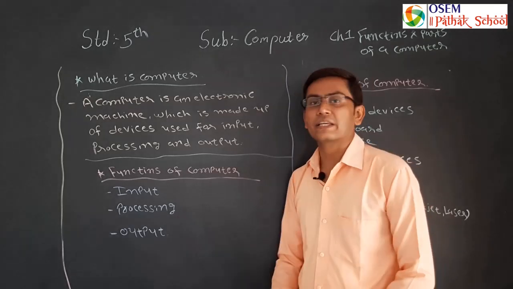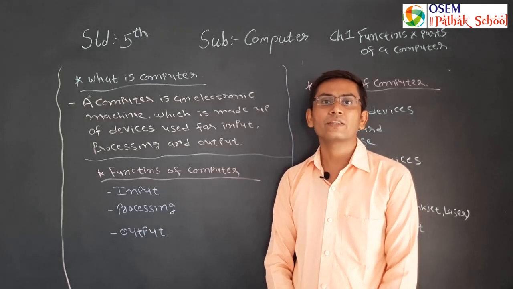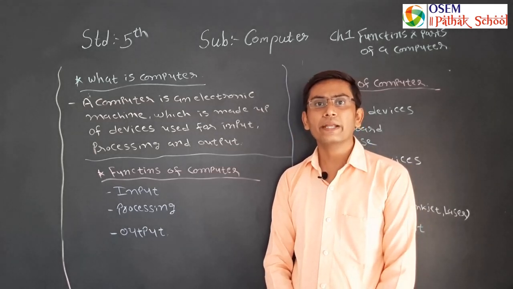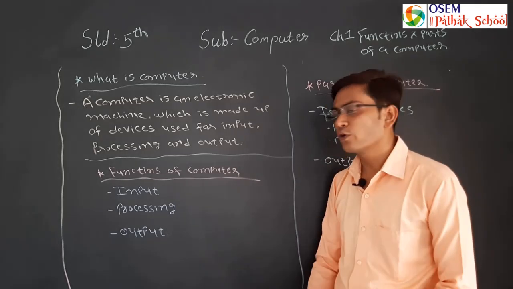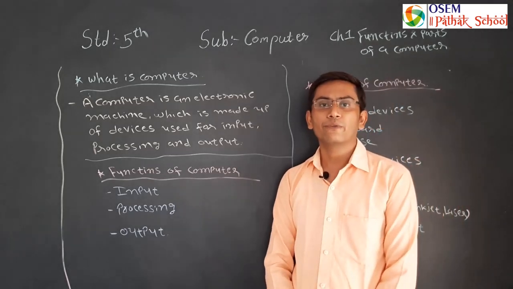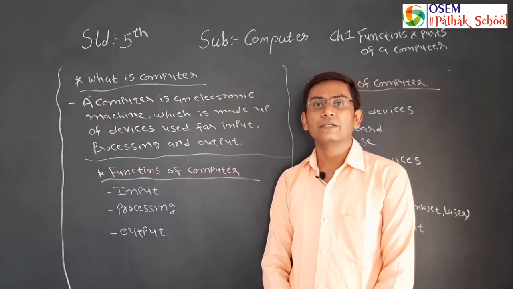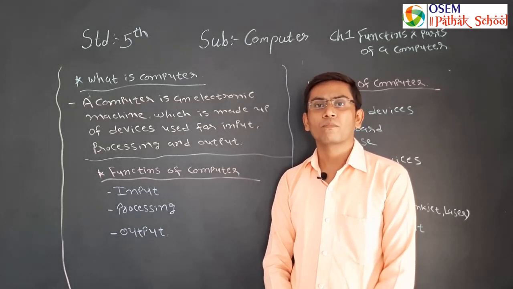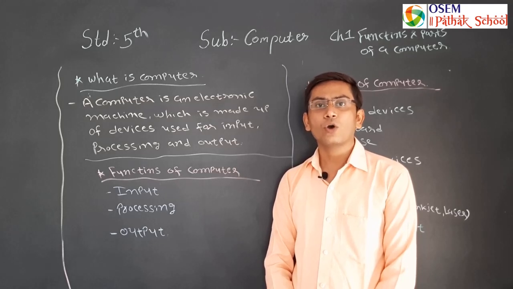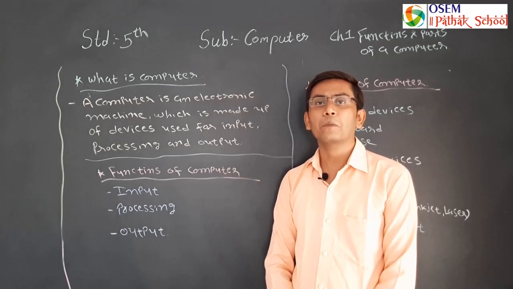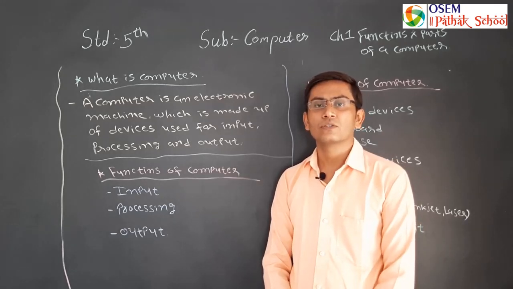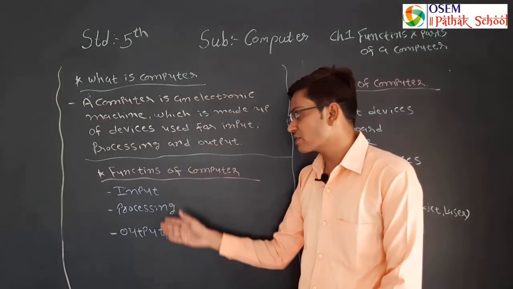What is processing? When the computer works on input data, it is called processing. And what is output? Information given by computer after processing is called output. Output can be seen on monitor or printed on paper with the help of printer. So there are mainly these three functions of computer.